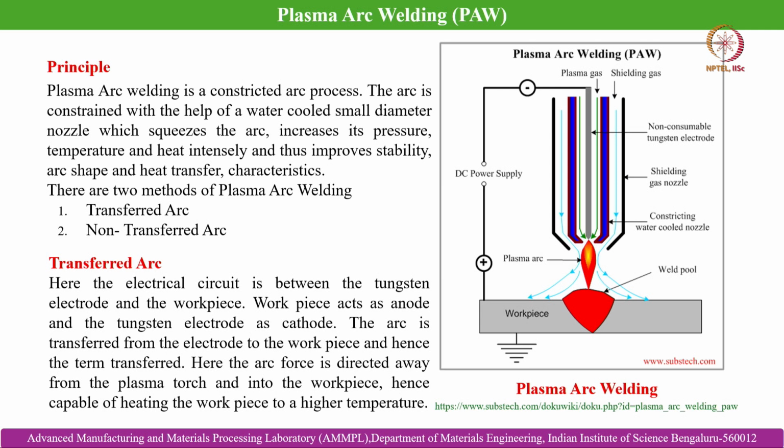There are two methods of plasma arc welding, that is transferred arc and non-transferred arc. So, what are the differences between them? You can see this is basically the negative electrode, that is cathode, and this is the workpiece, that is anode, the positive electrode. When the connection is made between the negative electrode and the positive workpiece, then we call it the transferred arc plasma arc welding technique.